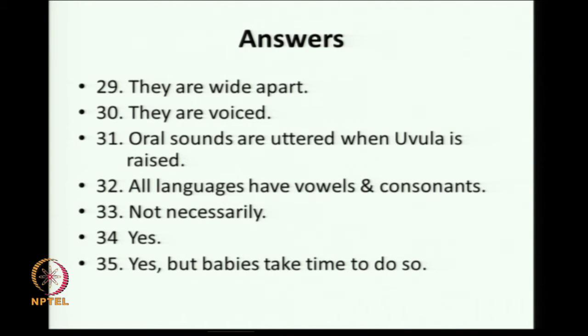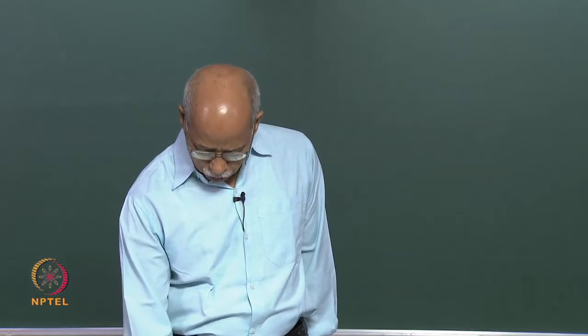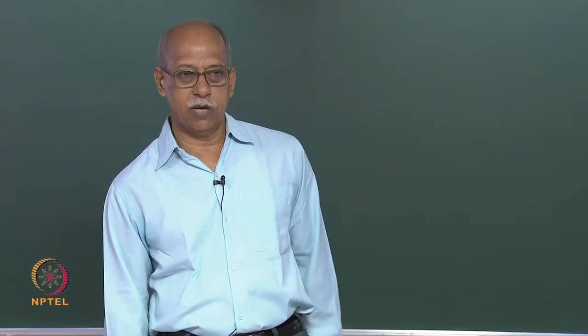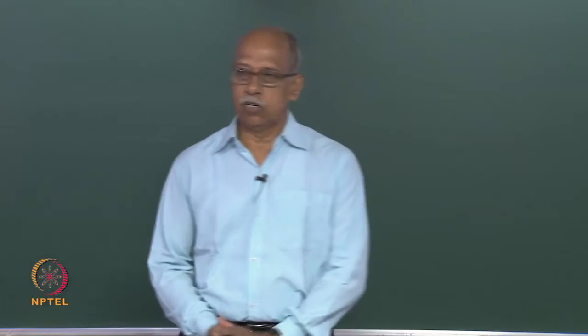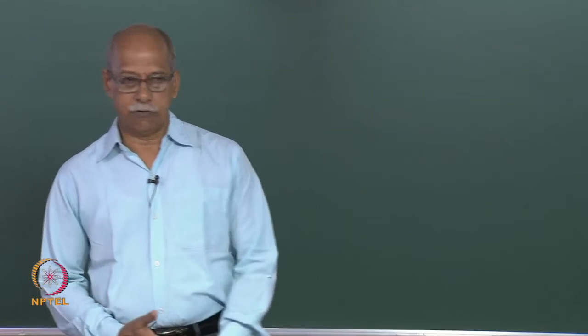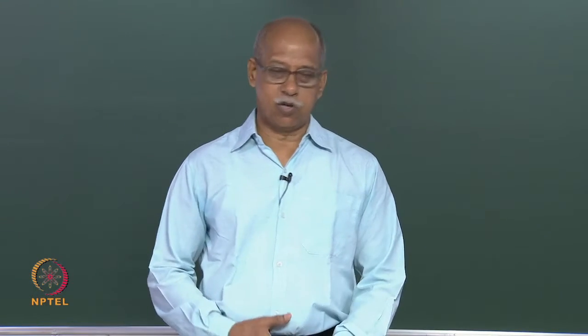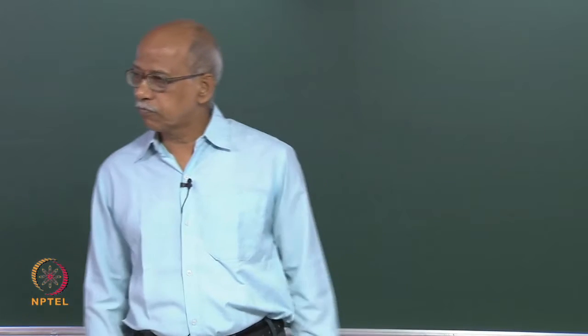Okay, this time it should have been easy. How many people got 7 on 7? 1, 2, 3, 4, not bad. 6, okay, 5, okay, great. Okay, I am going to give you a test in transcription now. I am going to write some words in the phonetic alphabet and I want you to transcribe them into the common Roman orthography.